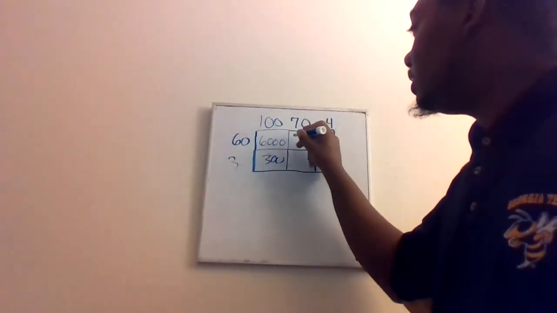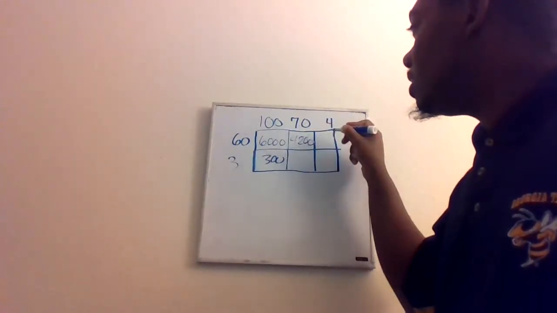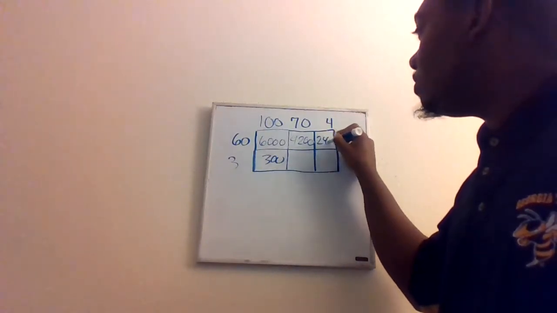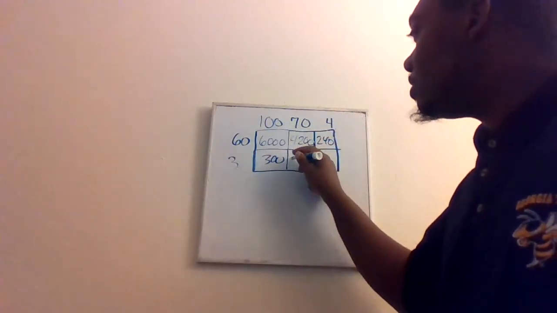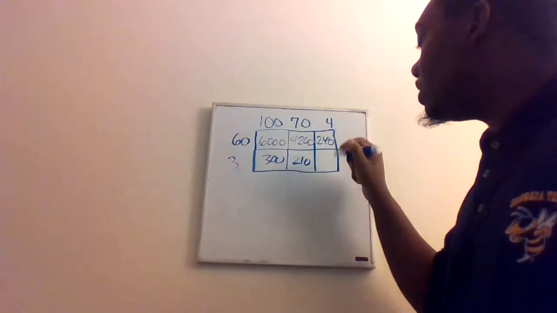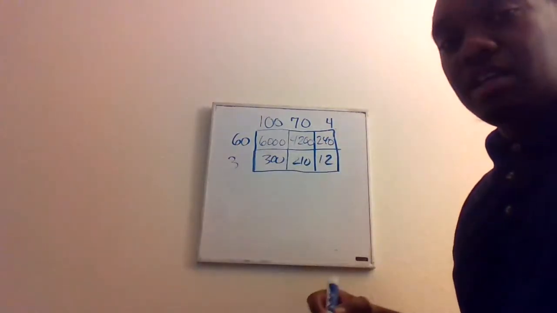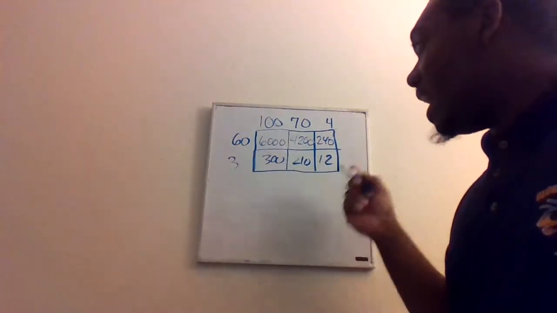70 times 60 would be 4,200. And then 4 times 60 would be 240. 70 times 3 would be 210. And 4 times 3 would be 12. And once again, we just add these up.